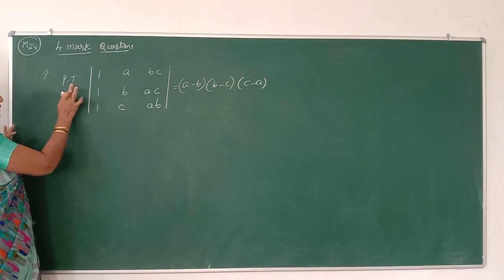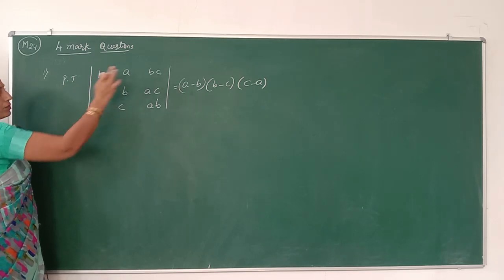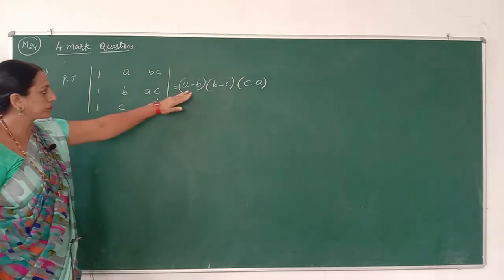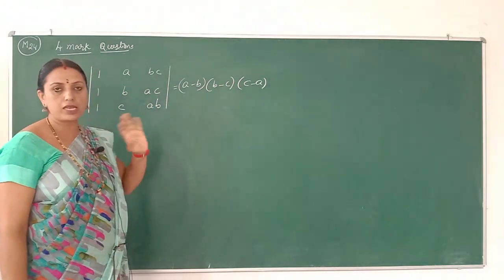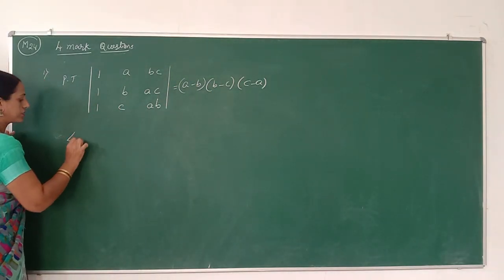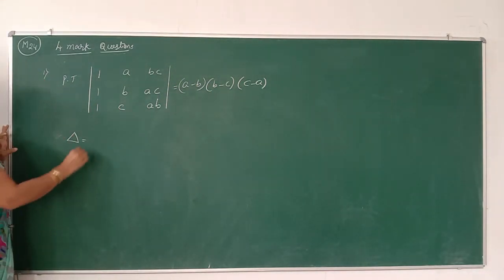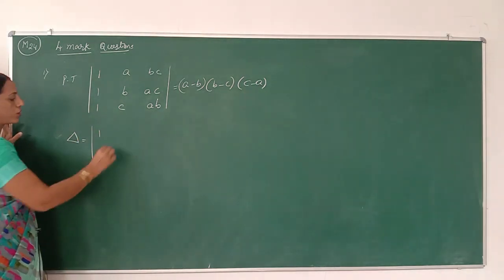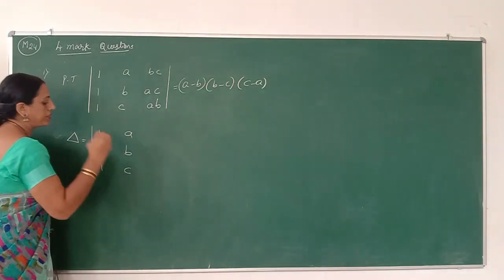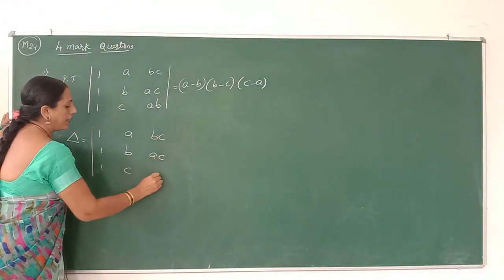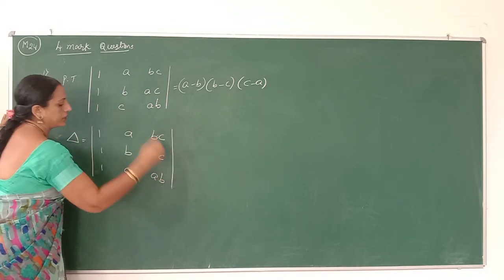So to prove that the determinant with rows 1, a, bc; 1, b, ac; 1, c, ab is equal to (a minus b)(b minus c)(c minus a). First we consider the LHS, and it is denoted by delta. So delta is equal to: 1, 1, 1 are the elements of the first column, a, b, c are the elements of the second column, bc, ac and ab are the elements of the third column.